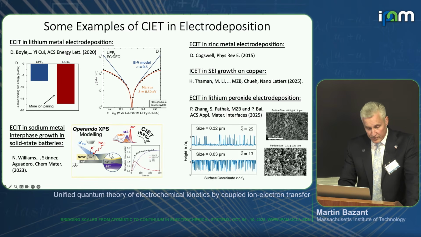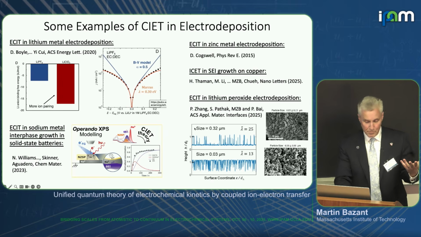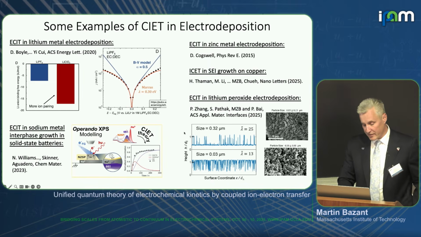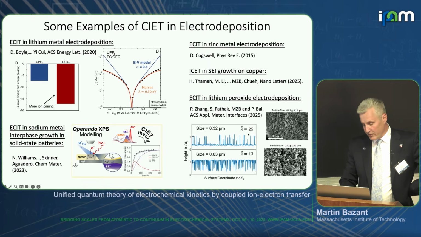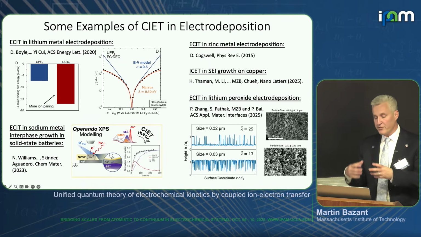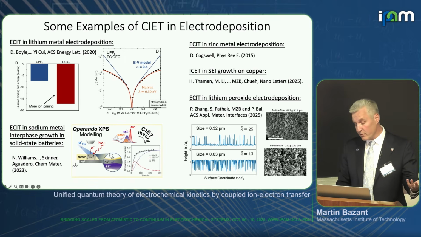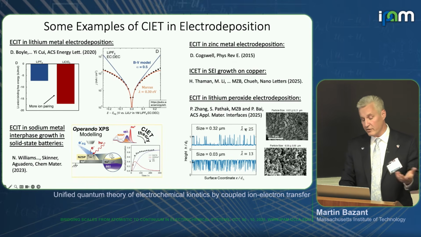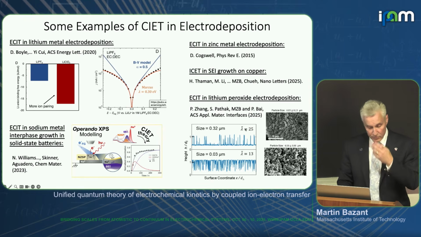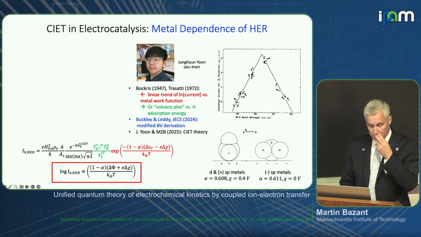I won't go into a lot of detail here, but just to show for electrodeposition, people do see curved Tafel plots, which again are best explained by electron transfer limited reactions. And one interesting example here is that the morphology of lithium peroxide electrodeposition in lithium-air batteries was connected to solvent properties through the reorganization energy through this theory. So that's one interesting tidbit there.